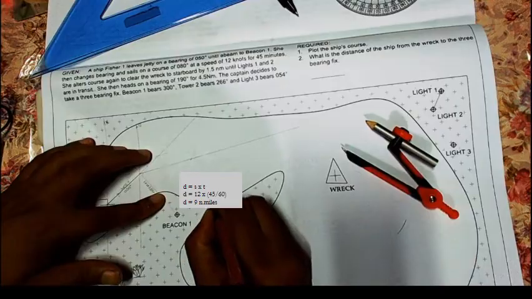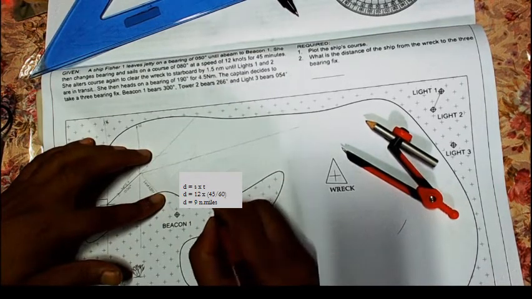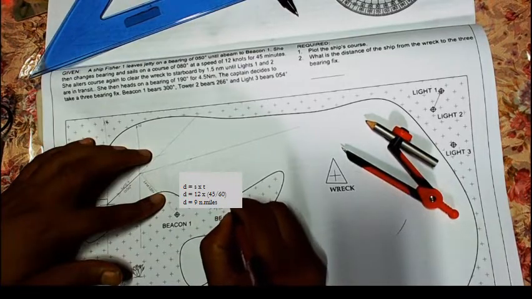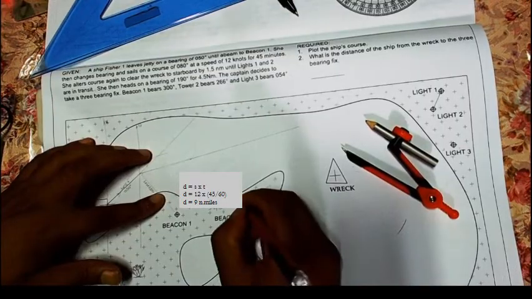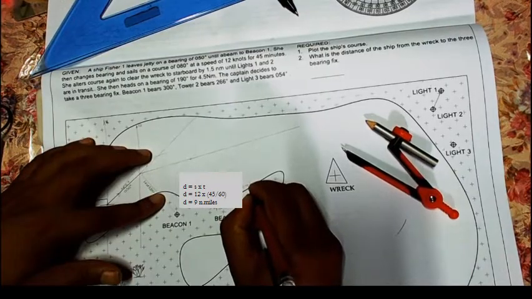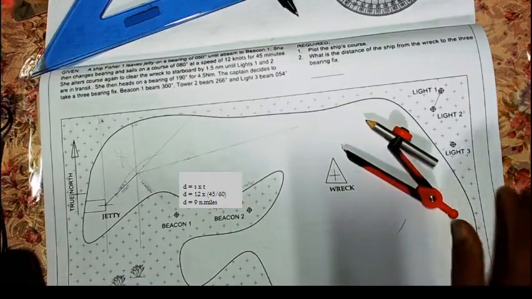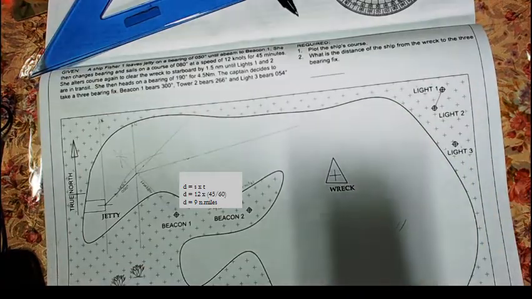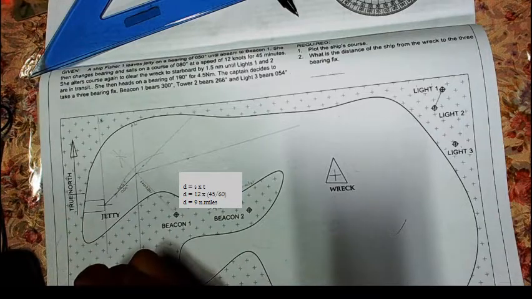So your speed is 12 nautical miles per hour or 12 knots, and the time is 45 minutes, so we have to convert that to hours. So 45 divided by 60. So 12 times 45 divided by 60, that is in the bracket, you are going to get 9 nautical miles. So from the end of leg 1, you are going to measure 9 nautical miles on the leg 2, and that is going to give you the end of leg 2.